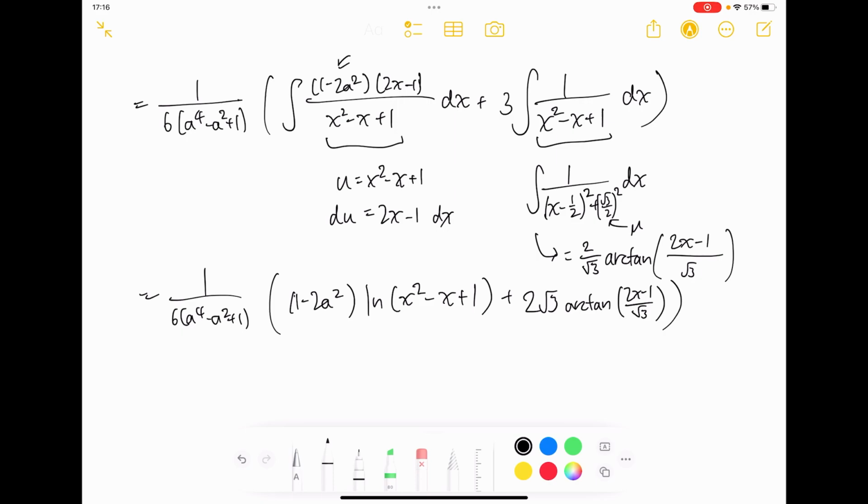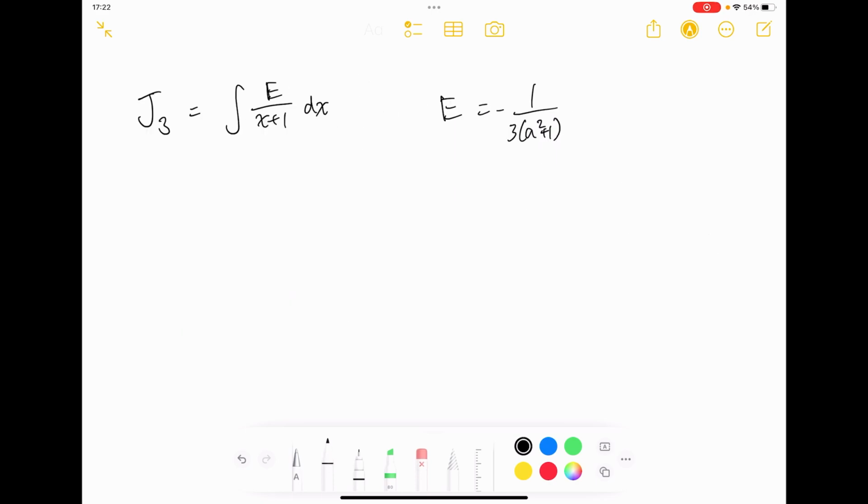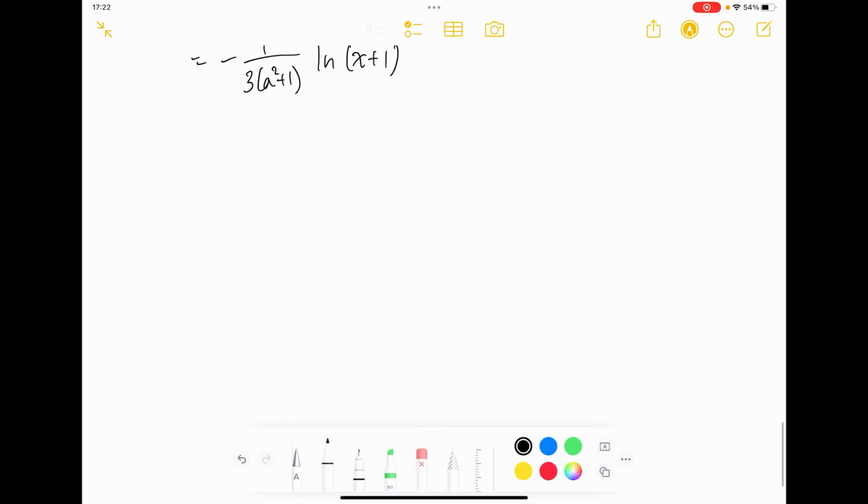J3 now. Well, J3 is surprisingly easy, because E doesn't depend on x, so we can just pull it out. And that leaves us with this integral, 1 over x plus 1 dx. And I think we all know that that's ln x plus 1. So, that was very anticlimactic, but yeah. You know what? Let's put them all together. So we have I prime of A being equal to J1 plus J2 plus J3.